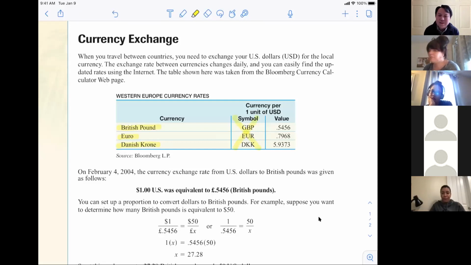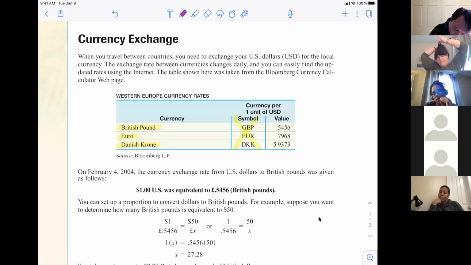Certainly, these are decimal numbers: 0.5456, 0.7968, 5.9373. Now, how do we interpret these values, by the way? Do you know? What do you think? What are these values in the last column telling you? What your US dollar converts to?